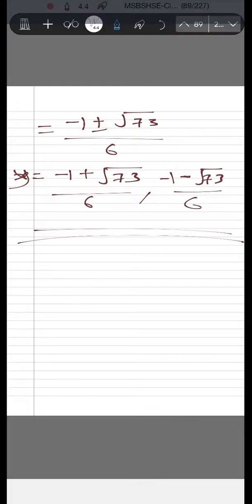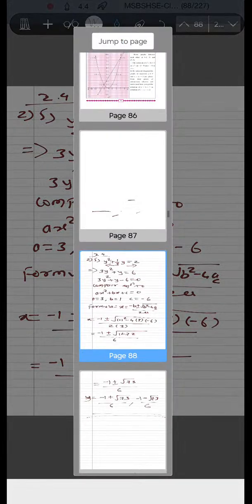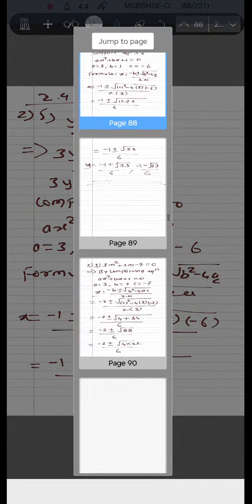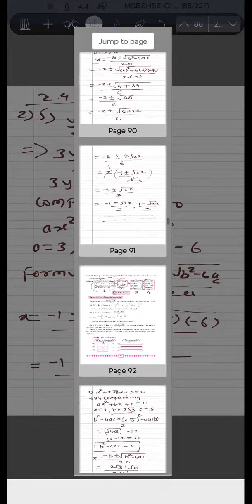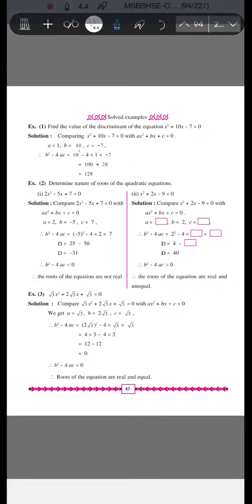That's it. And this is how you have to solve the question. Easy. Hopefully you have understood all the terms from practice set 2.4. Few more are there.